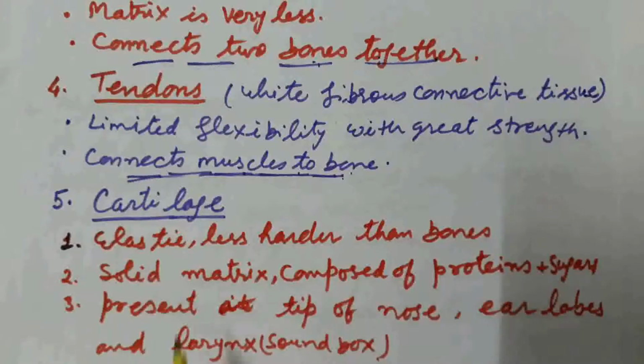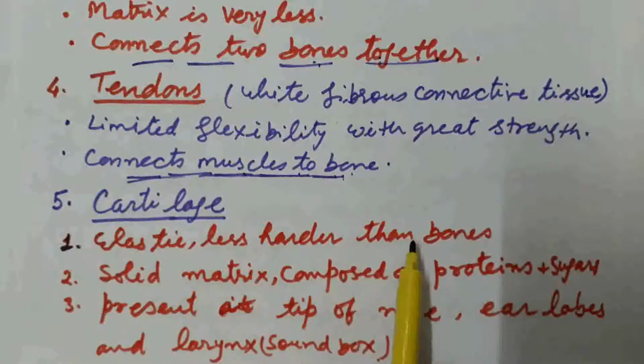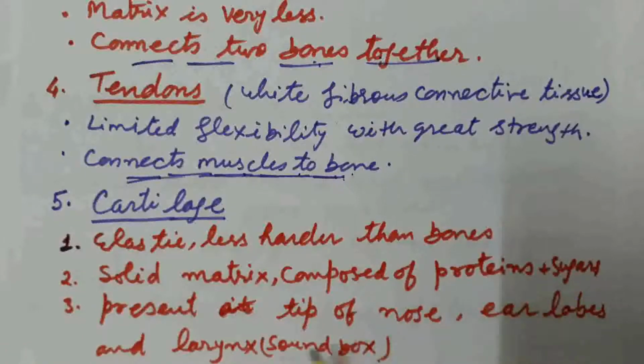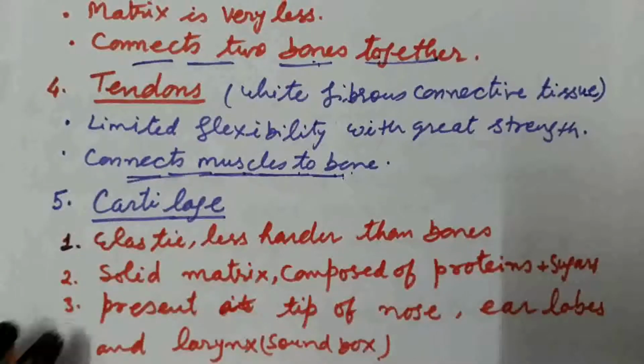So cartilage is elastic, less hard than bones. They consist of solid matrix. That matrix is composed of proteins and sugar. They are present at the tip of the nose, ear lobes and larynx.